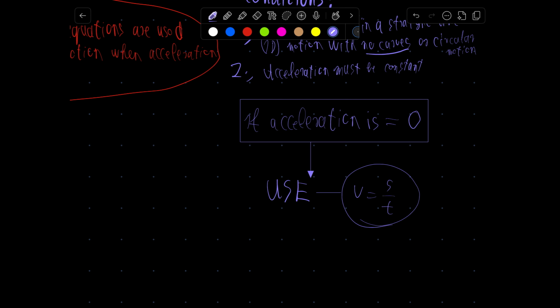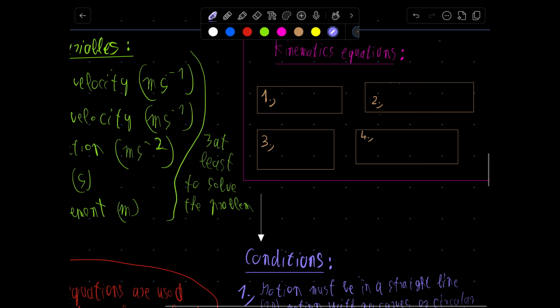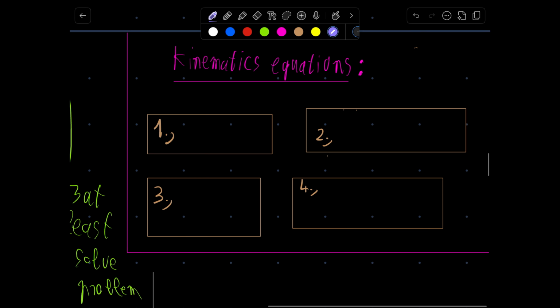Okay, now let's focus on the 4 kinematic equations. The first one is v equals u plus at, which links final velocity, initial velocity, acceleration, and time. The second one is s equals ut plus 1 over 2 at squared, which calculates displacement when you know the initial velocity, acceleration, and time.